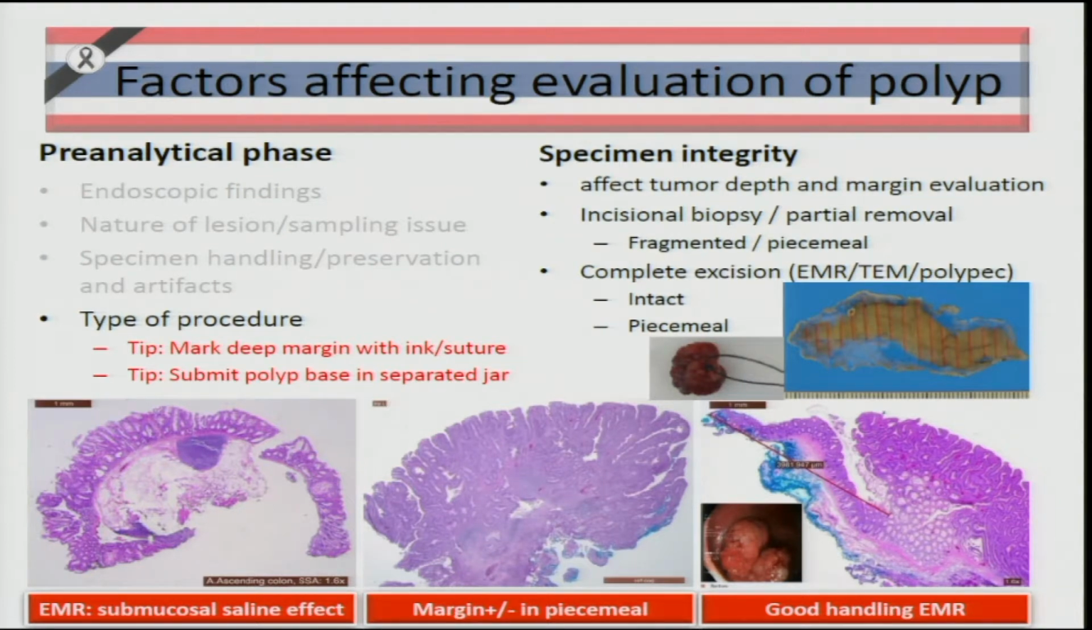And the type of procedure does affect the evaluation of polyps. In an EMR specimen, when you inject saline solution underneath the mucosa, it could make an artificial broadening of the margin, and the margin may be wider than the actual distance. And for piecemeal removal, most of the time, I can do margin evaluation only in a large fragment with a marked suture material or ink margin. For the rest of the fragments, I cannot do margin evaluation anymore.